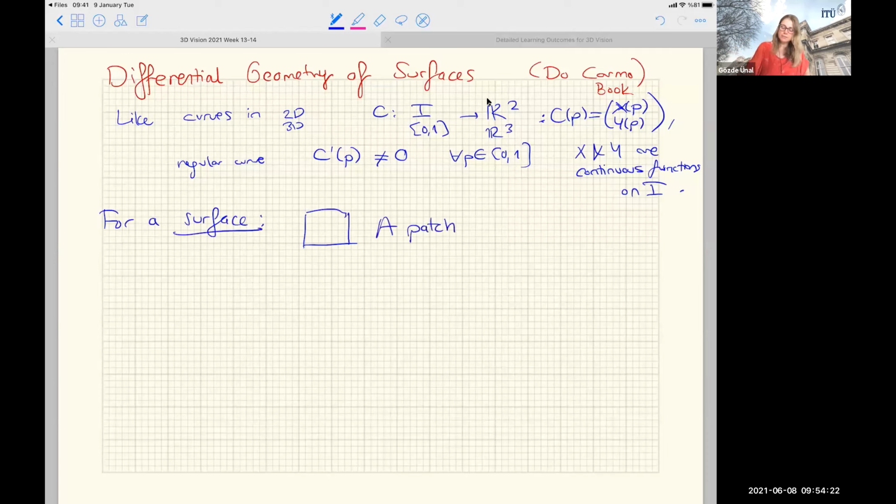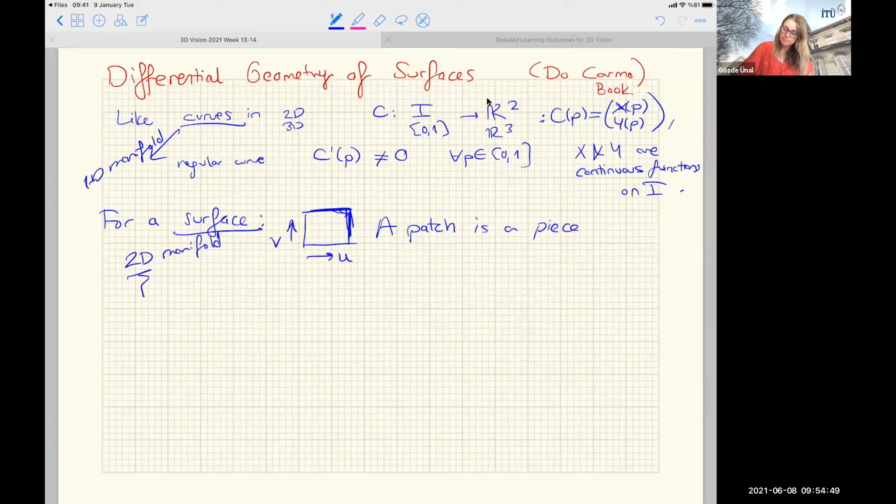So a surface here, curves were 1D manifolds. Now surfaces are 2D manifolds. Okay, so a surface is a 2D structure, meaning I now will need two parameters to parameterize my surface, because now you see I have a patch. So I need UV typically. So a surface is to be parameterized by these two parameters. A patch is a piece of a surface.